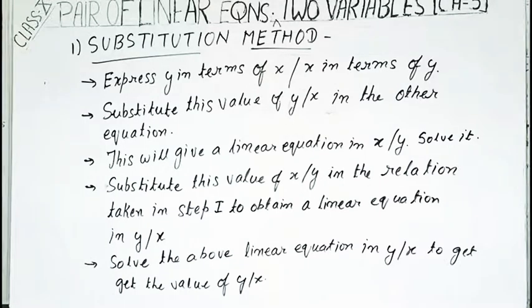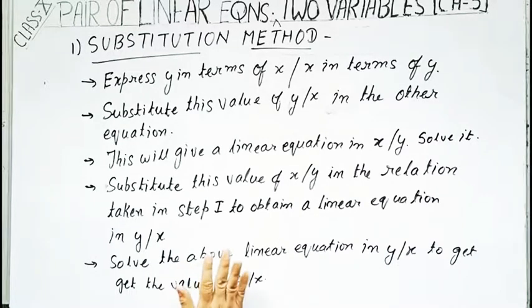Continuing with the method of solution of pair of linear equations with two variables by the algebraic method, let us come to the first method, that is the substitution method. Now I have written the steps of the substitution method, but children, I am going through it, I am explaining it, but even then it will be more clear with the help of an example.